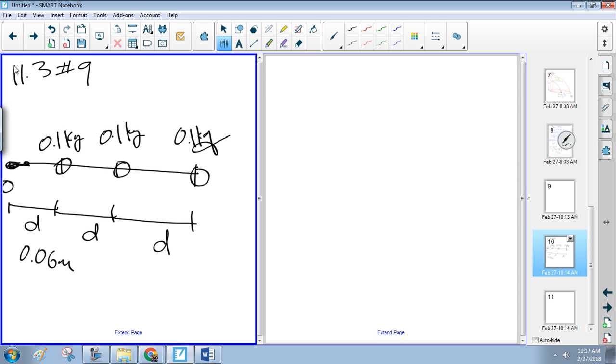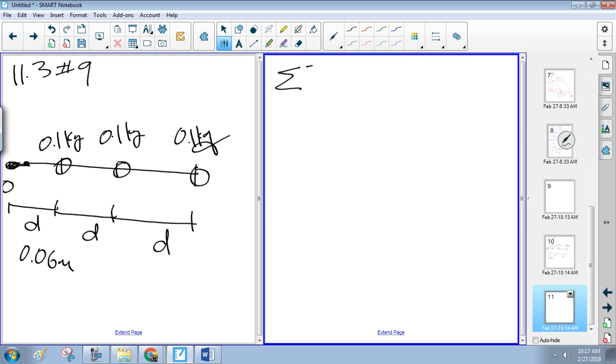All right, so let's do this. Let's calculate the total rotational inertia right now. Doesn't that seem like that would be a good place to start? Because we're trying to find the decrease, we need to know what we started at, right? Okay, so let's find our total rotational inertia initially.